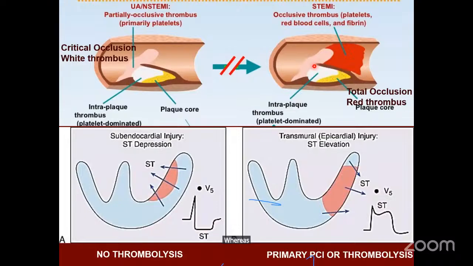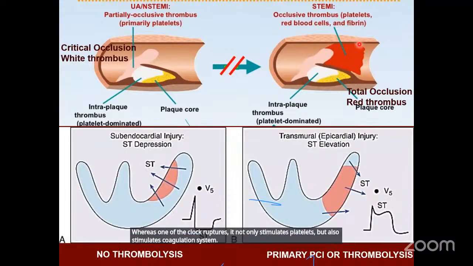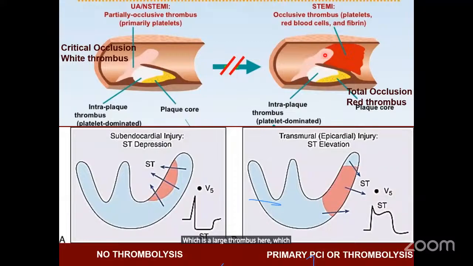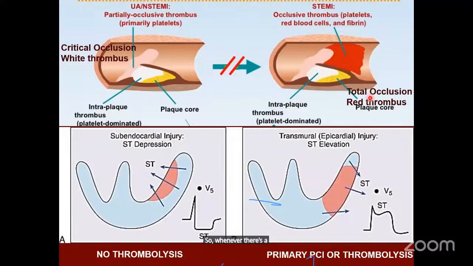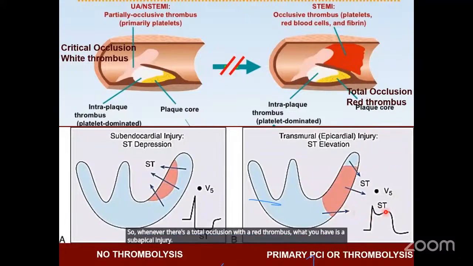Whereas whenever the plaque ruptures, it not only stimulates platelets, but also stimulates the coagulation system. There is a huge amount of fibrin also getting formed along with the platelets, and this fibrin thrombus is a large thrombus, which will totally occlude a coronary artery, not allowing any blood flow to the distal myocardium. So this is called the red thrombus because of the fibrin, and it is a total occlusion. Whenever there is a total occlusion with a red thrombus, what you have is a subepicardial injury, which is going to produce ST segment elevation.